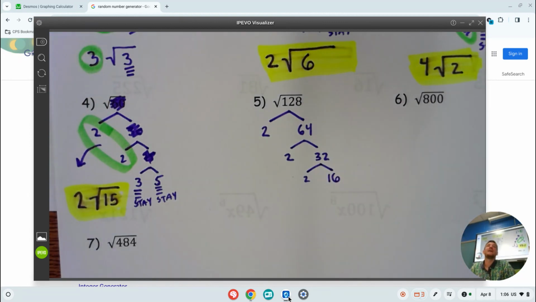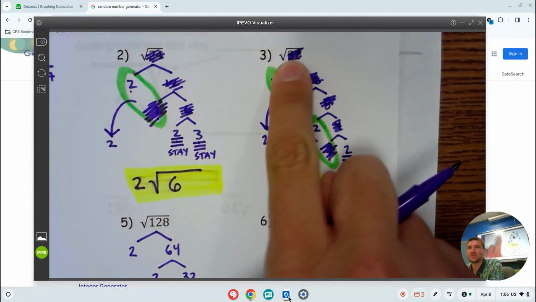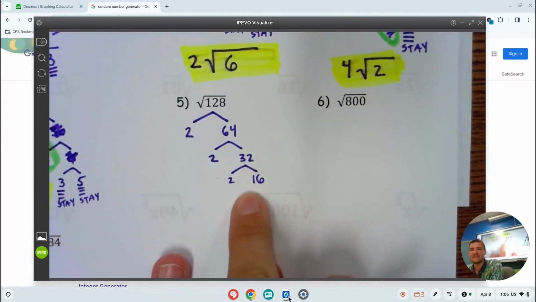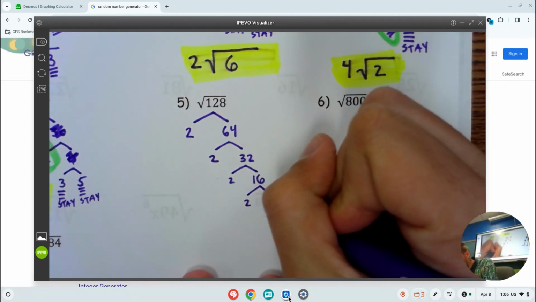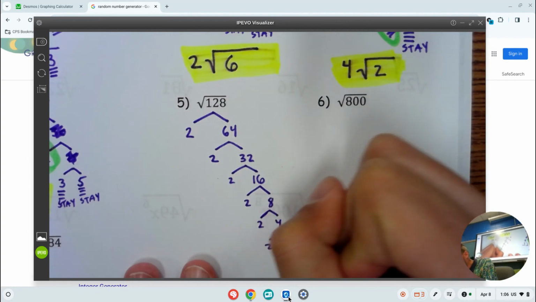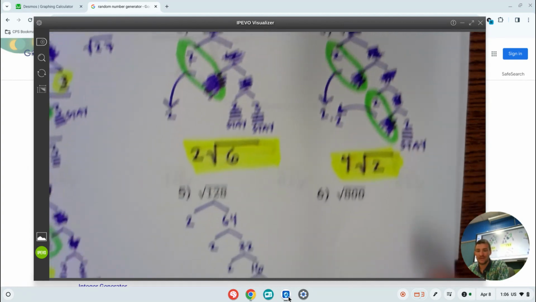Perfect. And what you'll notice is that this gets kind of repetitive, okay? You'll be like, oh, 16? We already did 16. Literally, question number 3 is 32, and we're going to do the same exact thing right here with 32. It's 16, which is 2 times 8, which is 2 times 4, which is 2 times 2. The same exact part as number 3.